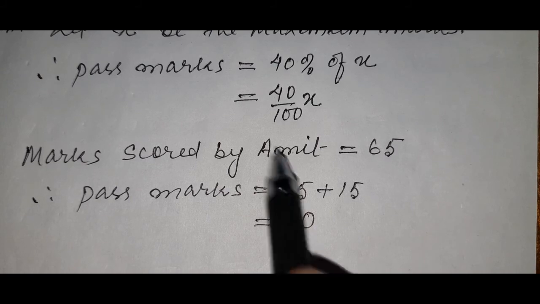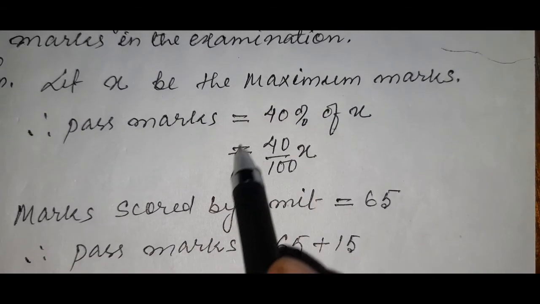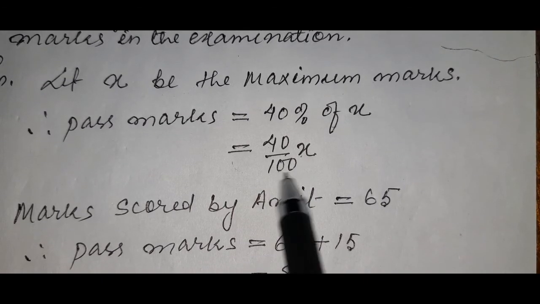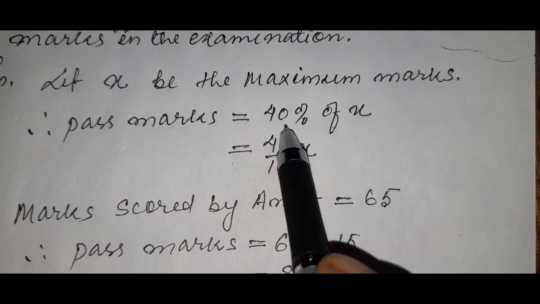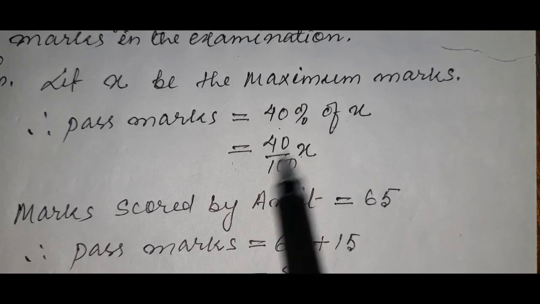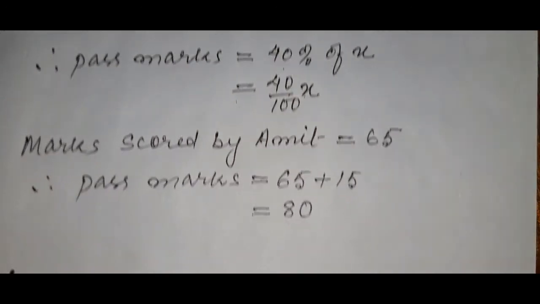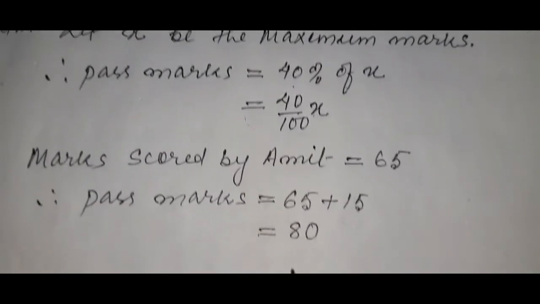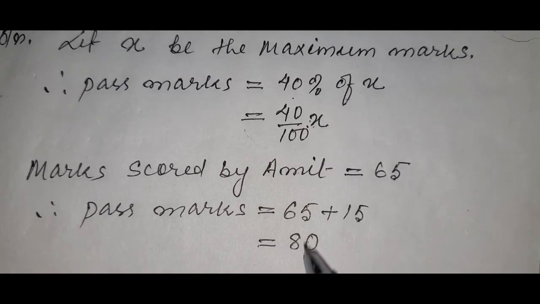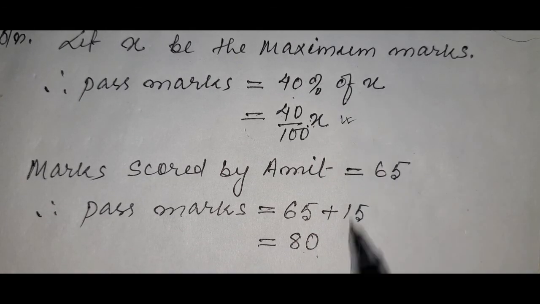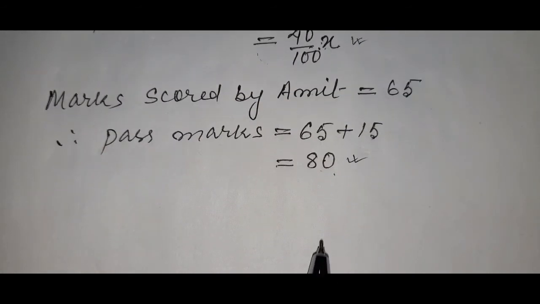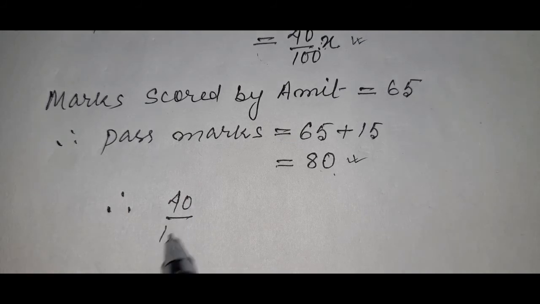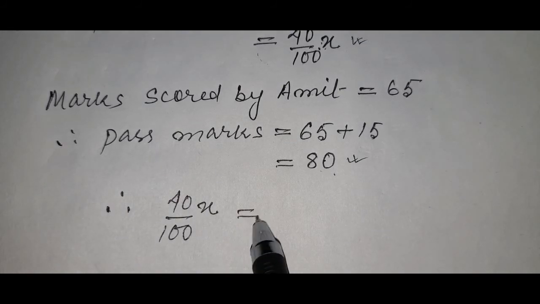Okay, now here look at this. This 40 by 100x is also the pass mark, right? See, this is given in terms of percentage, 40% of x. So 40% of x is nothing but 40 by 100x. Now according to what we have here, pass mark is 80. So these two must be one and the same, right? These two must be equal. So this is also pass mark. So that is why we will say here, therefore 40 by 100 x is equal to 80.